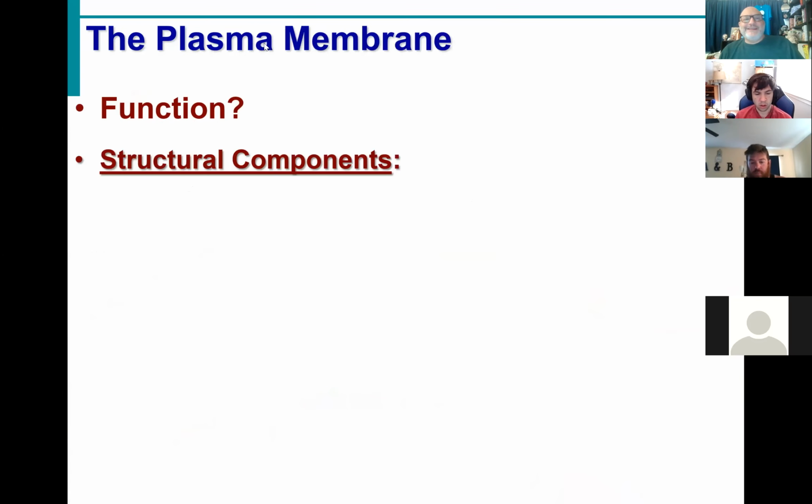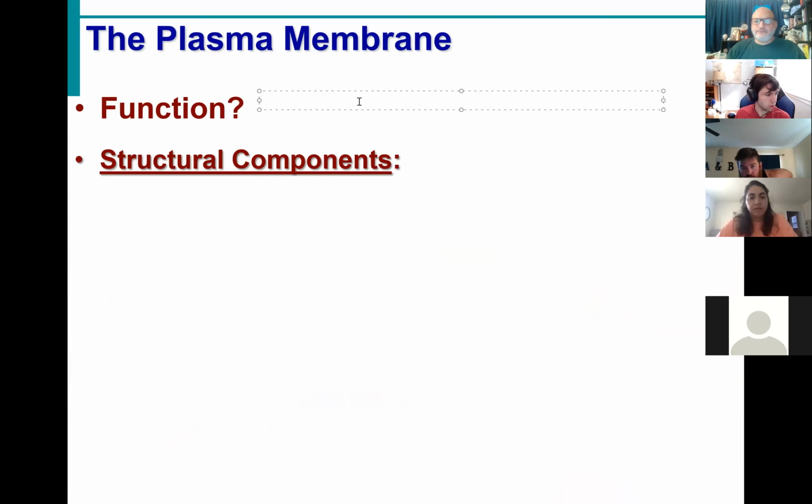Now, what is the function, or really we should say functions, plural, of our plasma membrane? What does our plasma membrane do for the cell? Keep certain things in and certain things out. Excellent, I like that. It forms what we call a semi-permeable boundary, right? Where it allows some things to get into and out of the cell, but it limits the movement of other things. All right, it's like the walls of your house.